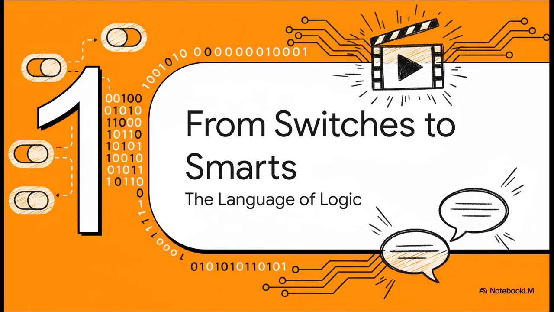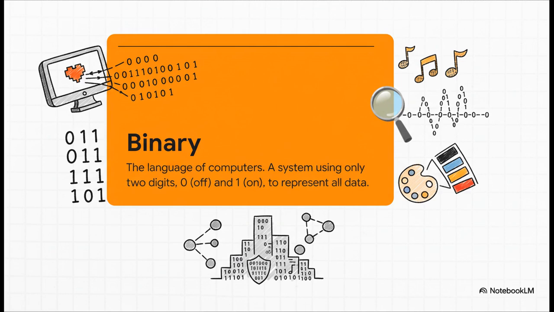So how in the world do you get from a simple on-off switch to something that can edit your photos or connect you with someone on the other side of the planet? It all comes down to building a language from those simple ones and zeros. And that language is called binary.